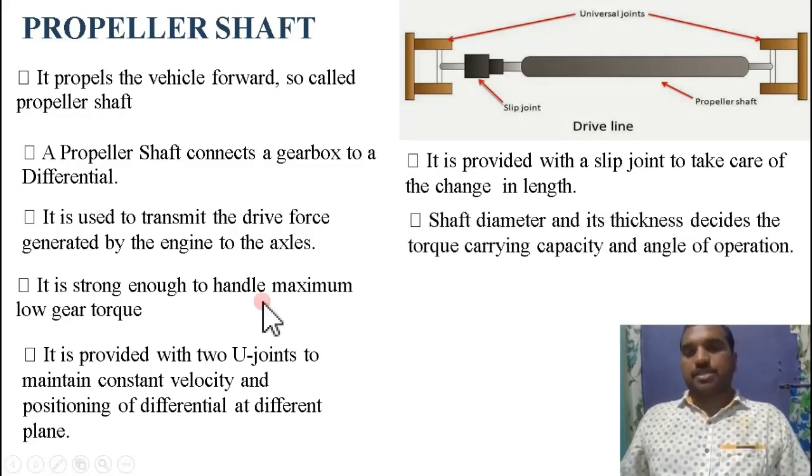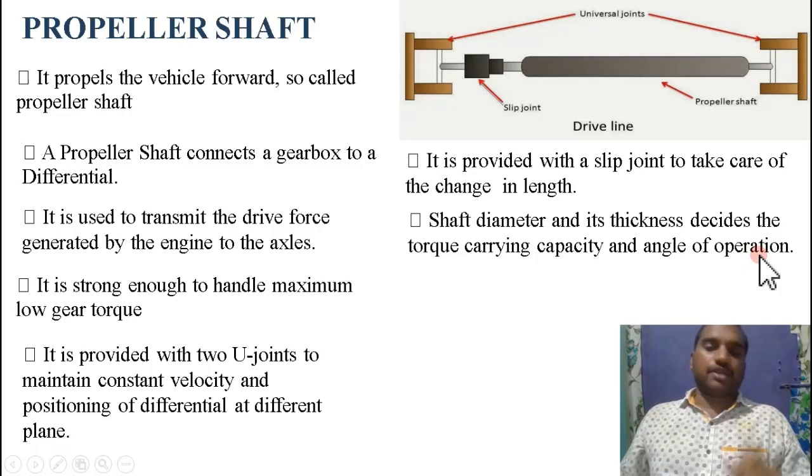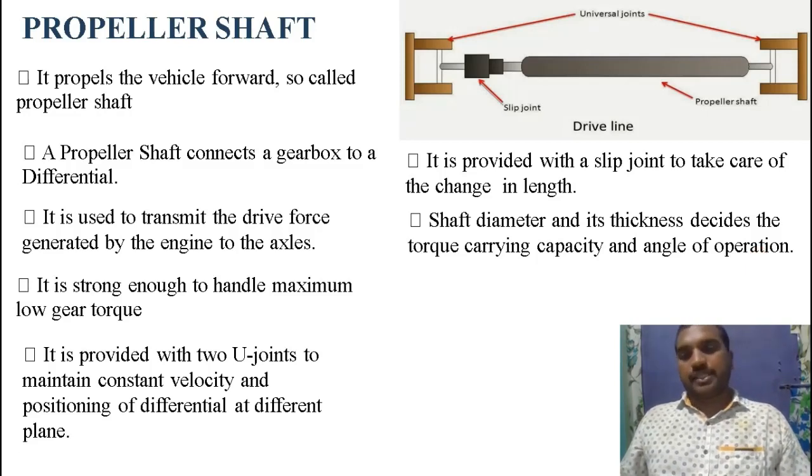Coming to the next point, the shaft diameter and its thickness decide the torque carrying capacity and angle of operation. According to the shaft diameter and thickness, it is decided how much torque it is capable of transmitting and at how much angle it is able to transmit the power. Within how much angle the propeller shaft can transmit the power without loss can be decided.